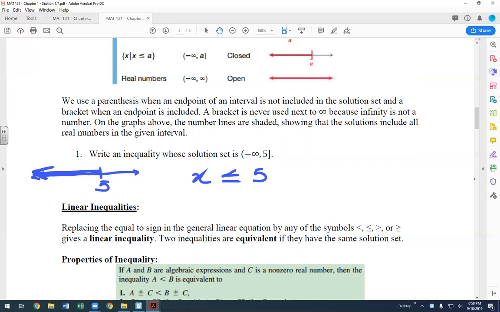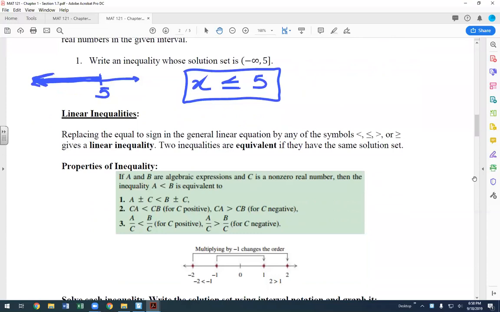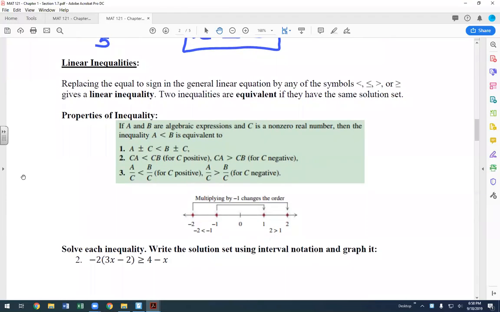Since I have a bracket on the 5, that tells me I need to include my equal to sign with the inequality. So it's the bracket that brings in the inequality symbol, and since it's 5 and numbers smaller than 5, we're using the less than. So this is the answer we're looking for.